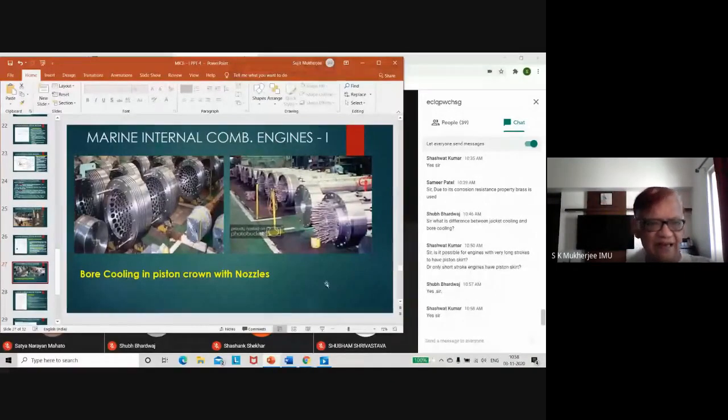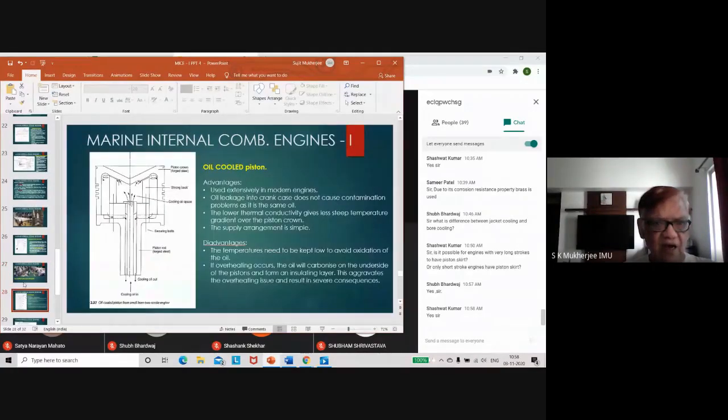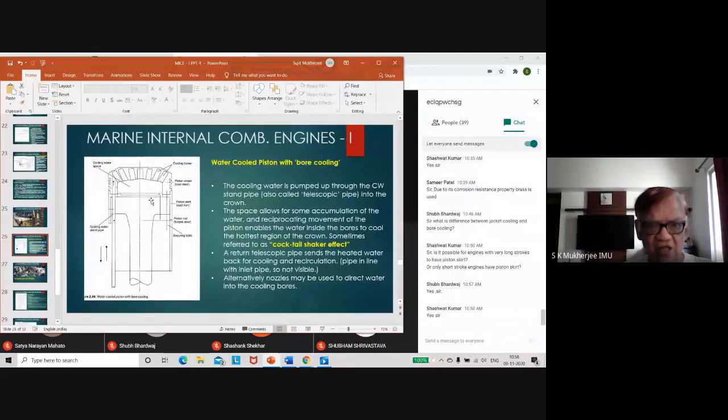Good, that's right. Let's move on. So we just now discussed a piston which had water cooling. So this diagram should be reasonably easy for you to draw also. And this is the diagram I generally give in class for the boys to draw. So next, let's look at the next one, we have read this.